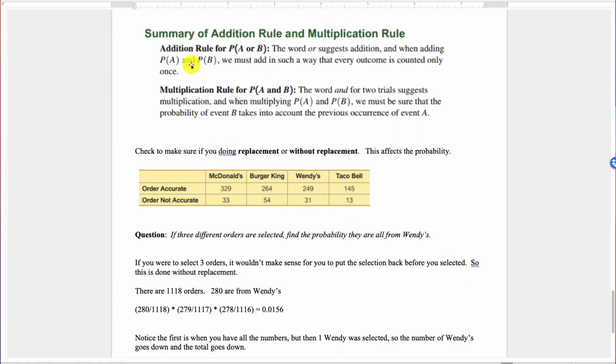So, summary: addition rule for the probability of A or B. The word or suggests addition. And so it'd be the probability of A and B. We must make sure to check that each outcome is only counted once, and then you would add them up. Multiplication rule would be for and, suggesting multiplication. So for probability A and B, we must be sure that the probability of B takes into account that A has already occurred. So there may be replacement or without replacement.